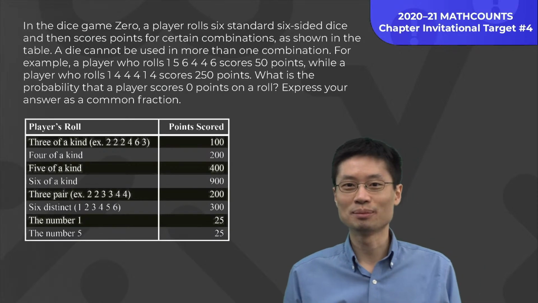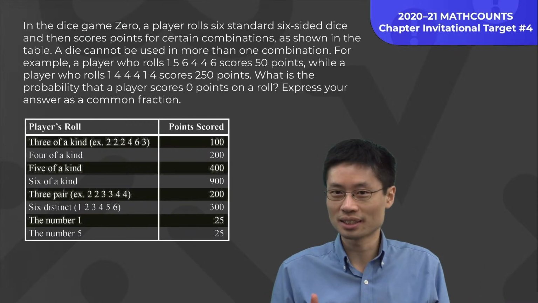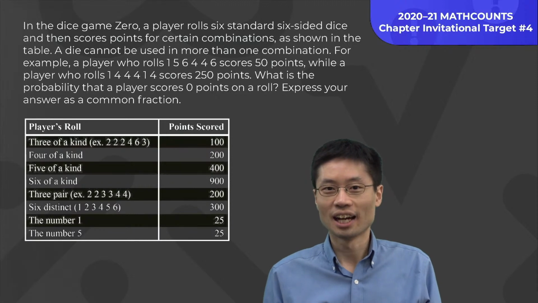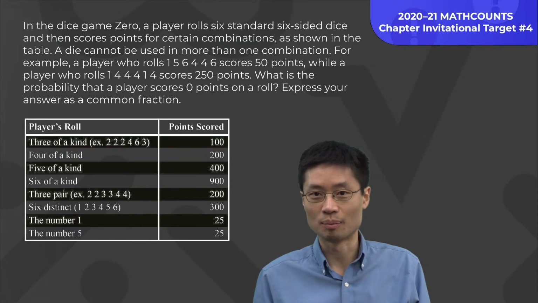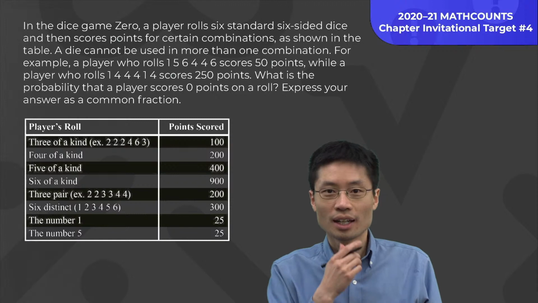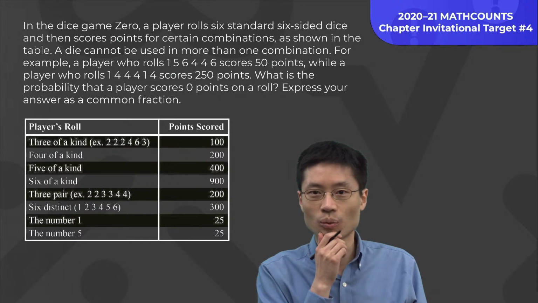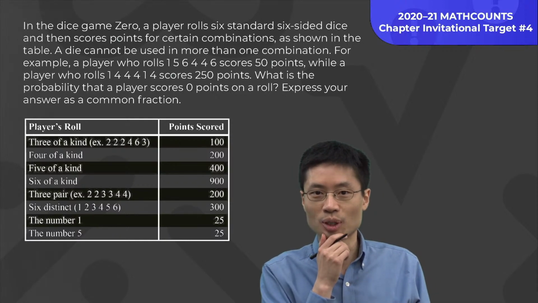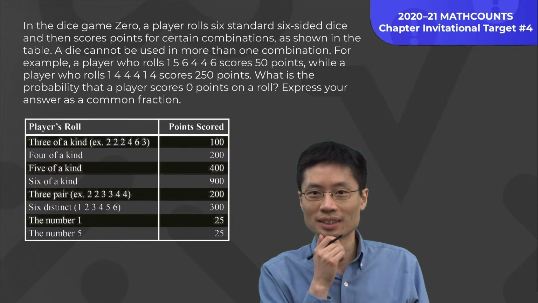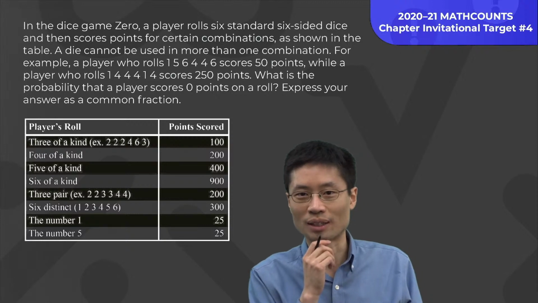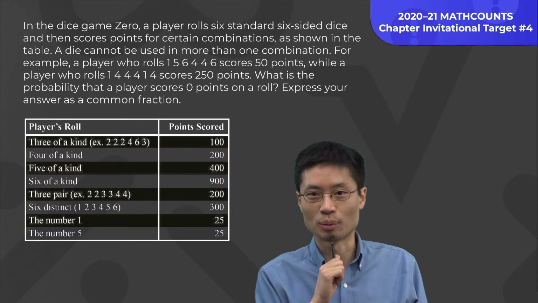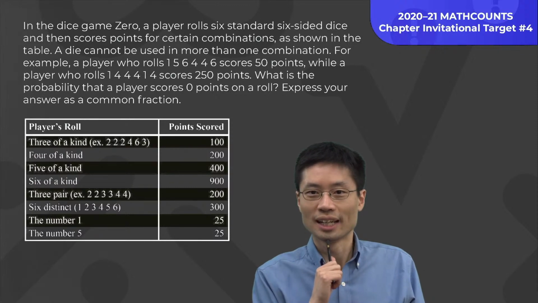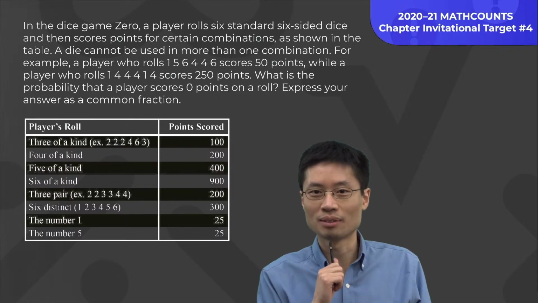In the dice game 0, a player rolls 6 standard 6-sided dice and then scores points for certain combinations as shown in the table. A die cannot be used in more than one combination. For example, a player who rolls 1, 5, 6, 4, 4, 6 scores 50 points, while a player who rolls 1, 4, 4, 4, 1, 4 scores 250 points. What is the probability that a player scores 0 points on a roll? Express your answer as a common fraction.